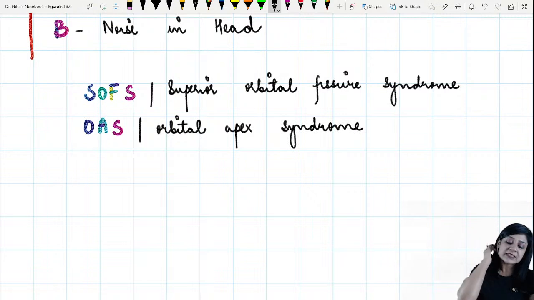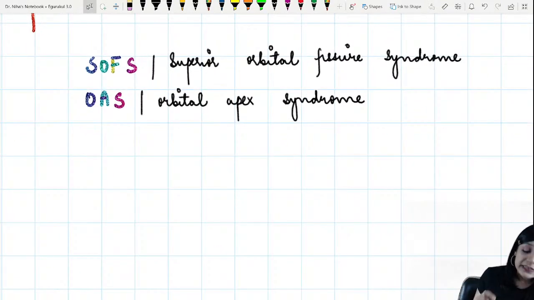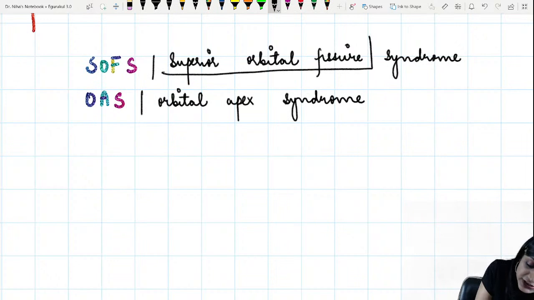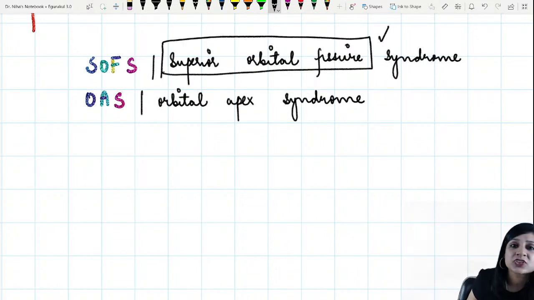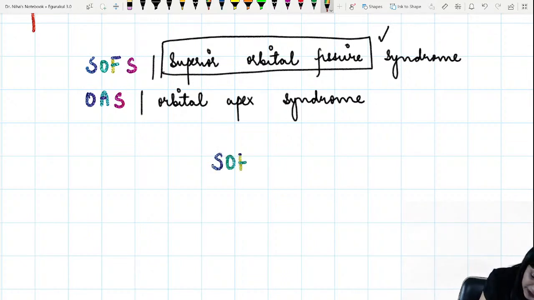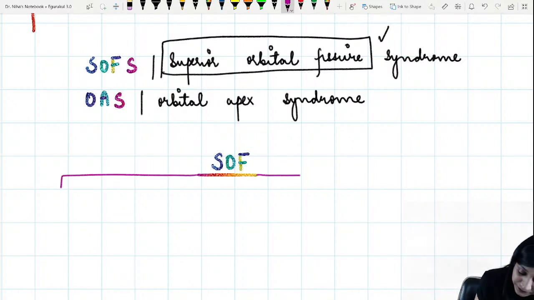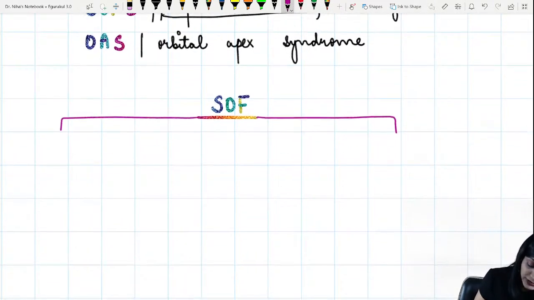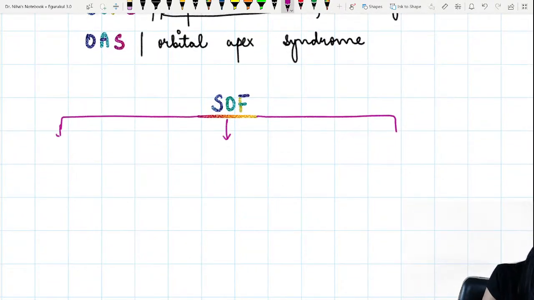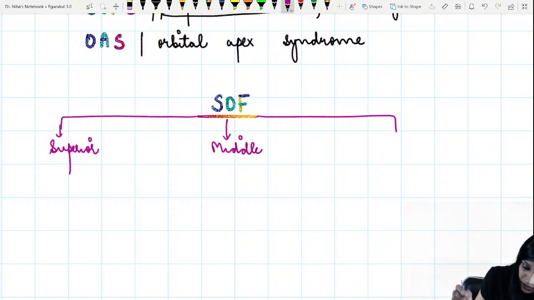Okay, now what is happening? See, when it is just superior orbital fissure syndrome, it is only the components of this superior orbital fissure which can be involved. Now, can you tell me what are the components of superior orbital fissure? This is actually divided into 3 parts. Superior orbital fissure can be divided into 3 parts. We have a superior part, then we have a middle part, and we also have an inferior part.